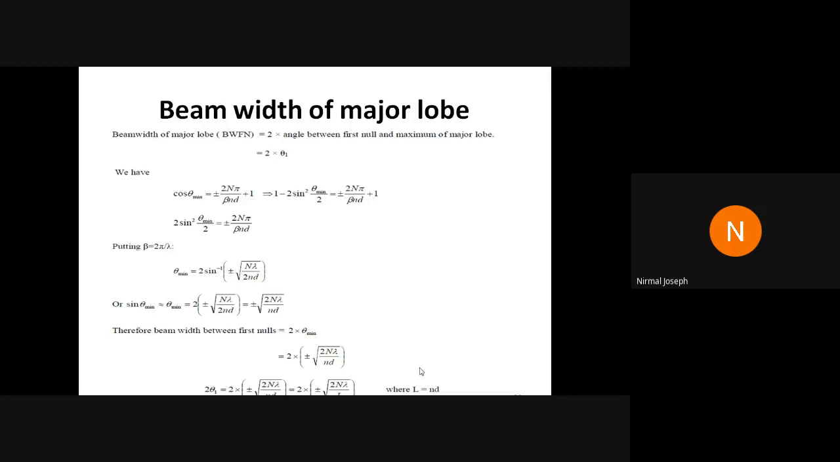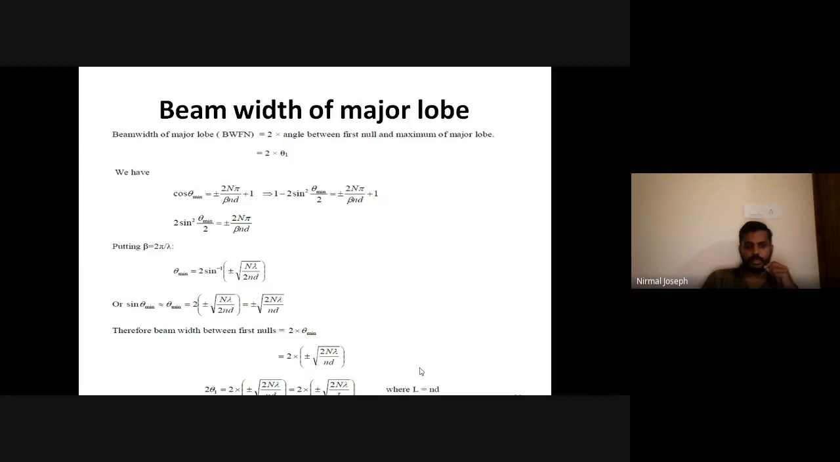And just substituting beta equal to 2 pi by lambda, we will be getting theta minimum is equal to 2 sine inverse of plus or minus root of n lambda by 2 n d. Okay, for theta minimum, theta is small, so sine theta minimum is approximated as theta minimum, just as we did in the last case. So that sine we can avoid. Then what we will get? 2 into plus or minus root of n lambda divided by 2 n d. Okay. And just taking the 2 inside the root, 2 n lambda divided by n d.